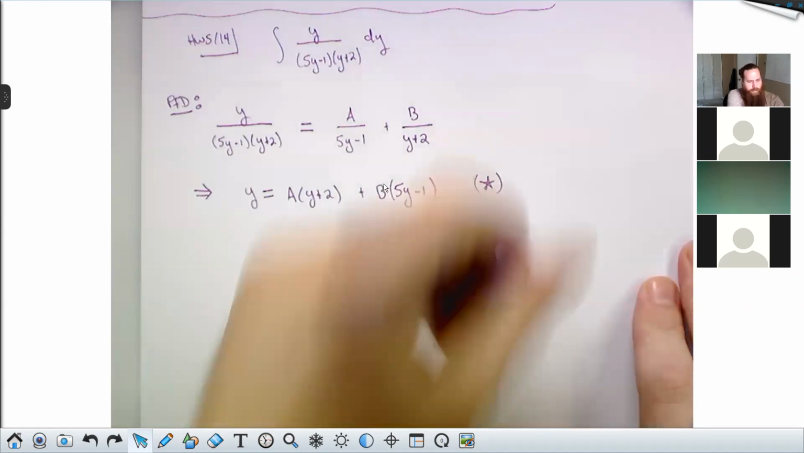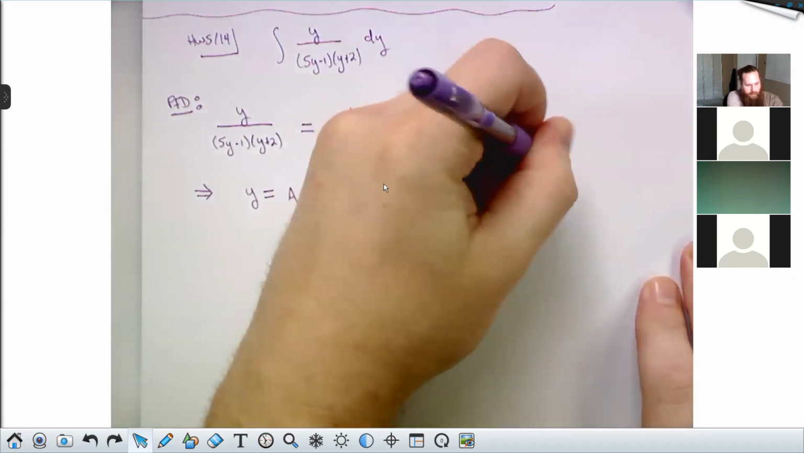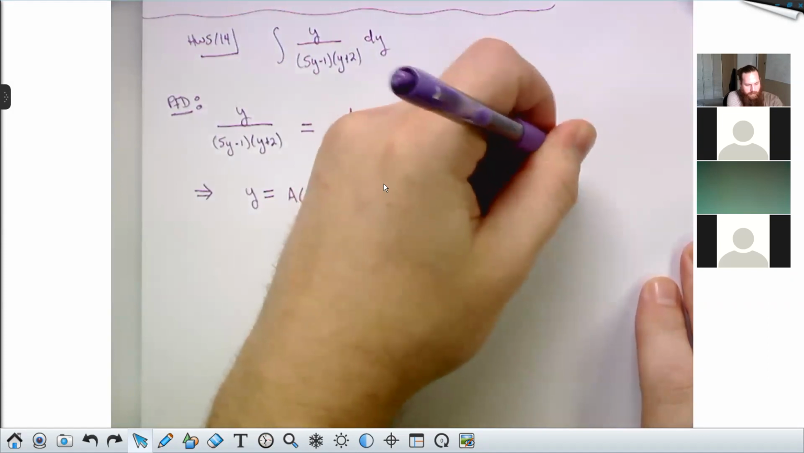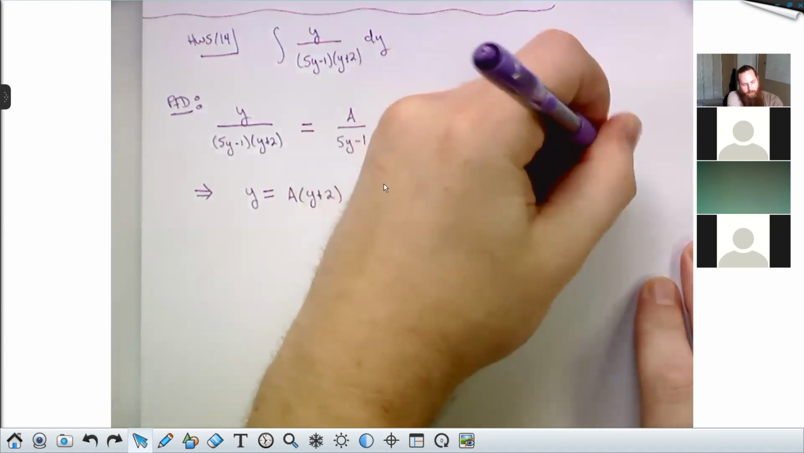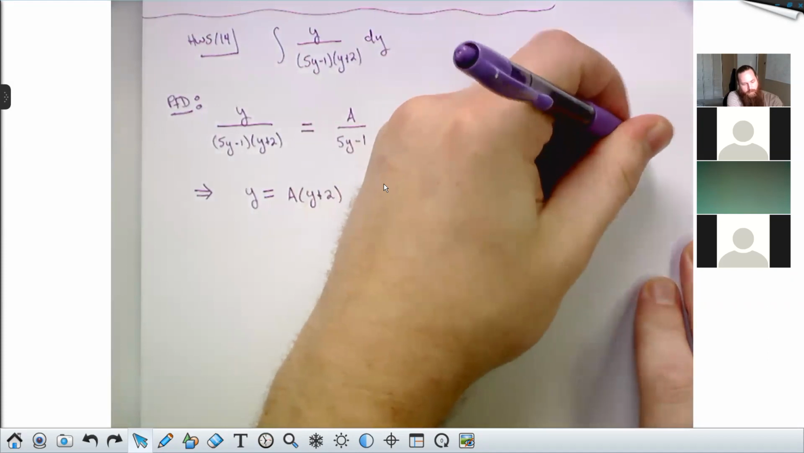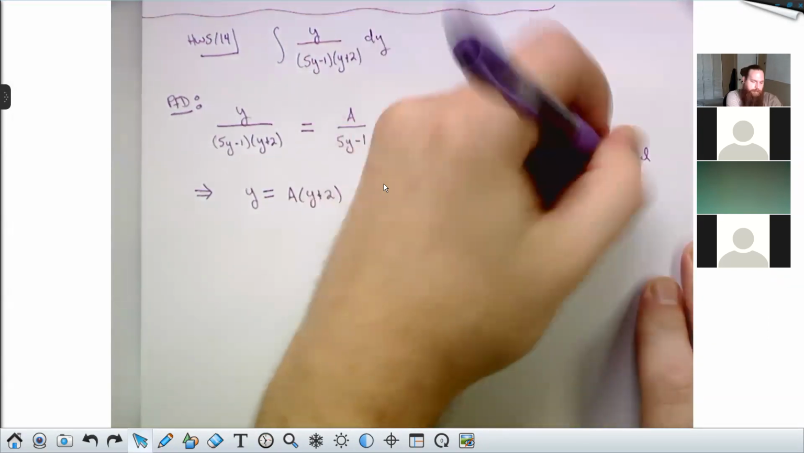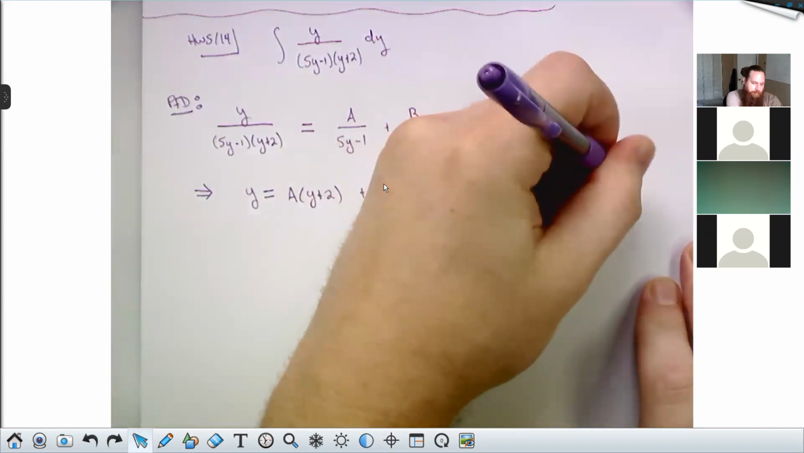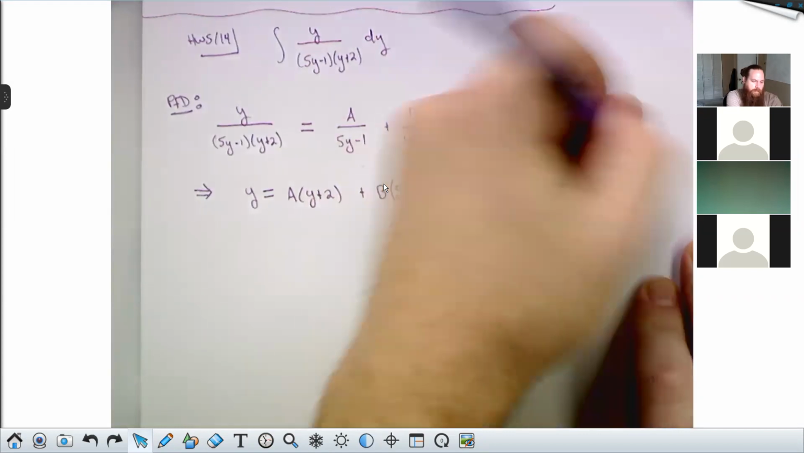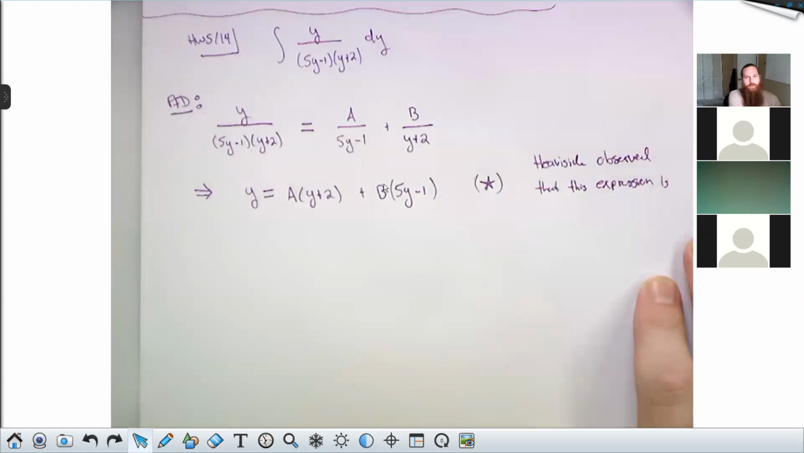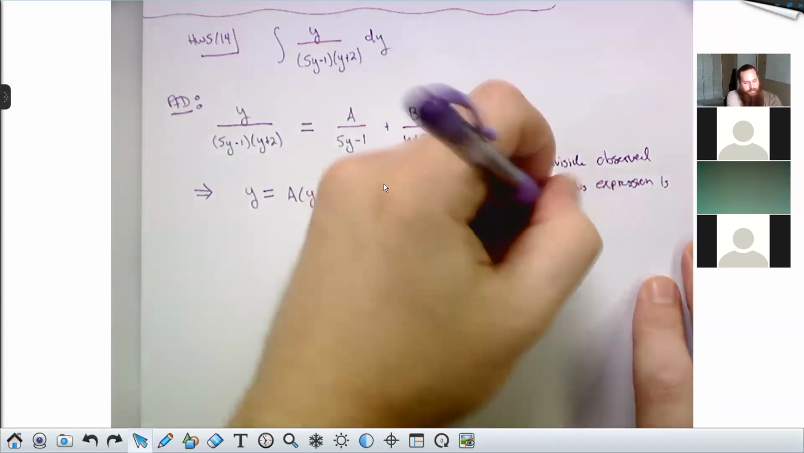The Heaviside trick comes from an observation. Heaviside observed that this expression, star, is more than an equation, it's an identity.